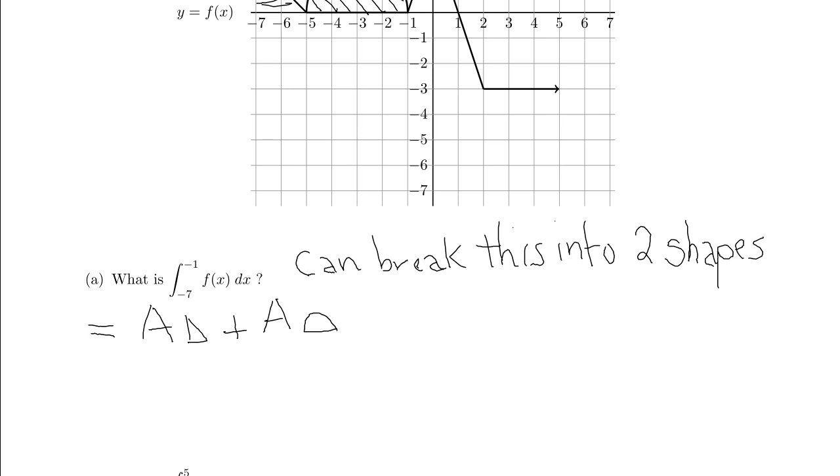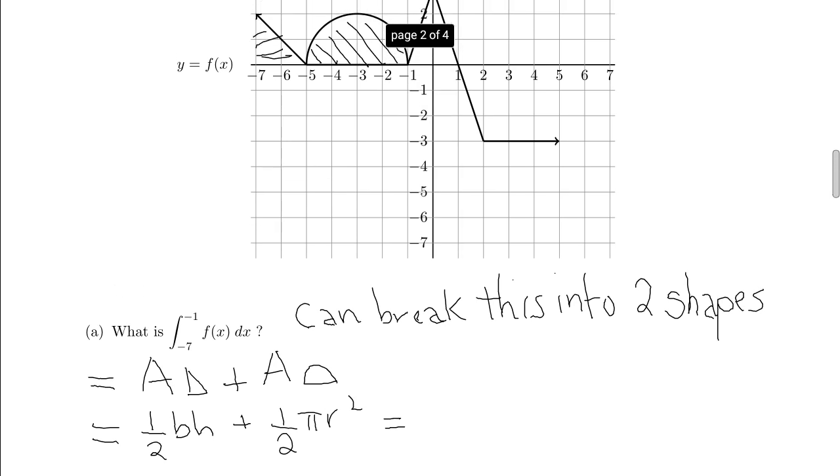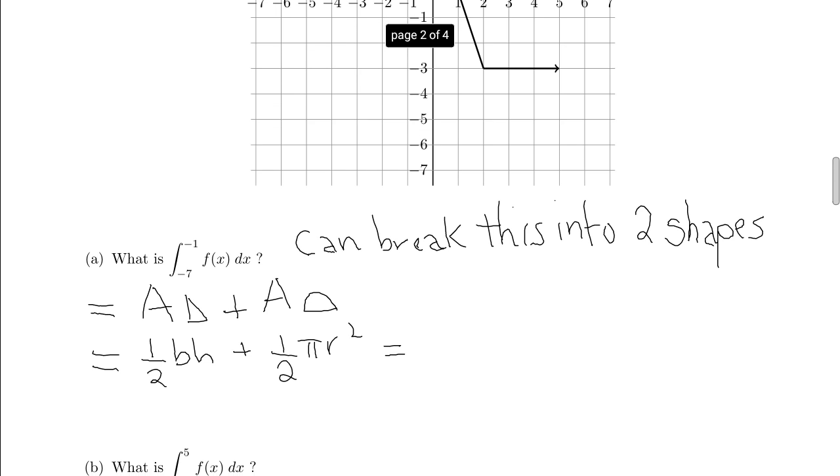Okay, well, we know the formula for the area of a triangle. It's 1/2 base times height. And the area of half of a circle is going to be half of the area of a circle, right? So half of pi r squared. Let's plug in the numbers that we have for that. Looking, I'm just going to scroll up a bit here. So let's look at our triangle. The base length is from -7 to -5, so the base length is 2. And the height is also 2. So it's going to be 1/2 times 2 times 2.